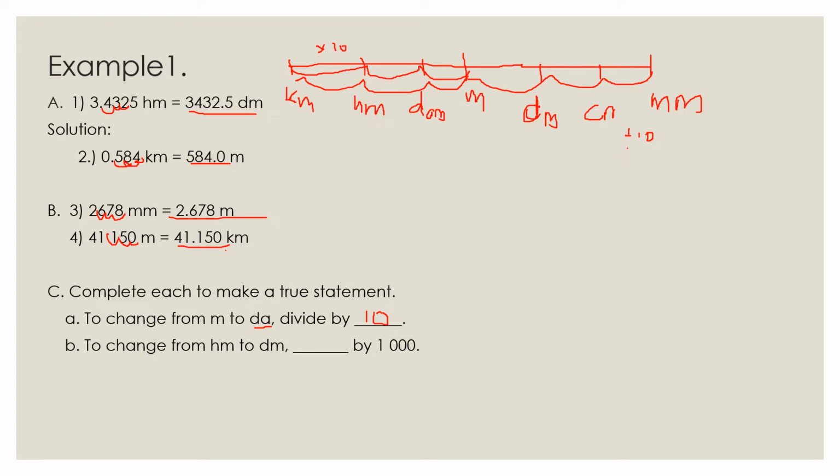Alright? Now, to change from hectometer to decimeter, so we have 1, 2, 3. So, what are we going to do? Multiply by, not divide by, multiply, no? Multiply by 1,000. Alright? So, did you get it? It's important that you memorize the metric converter. So, remember: kilometer, hectometer, decameter, meter, decimeter, centimeter, and millimeter.